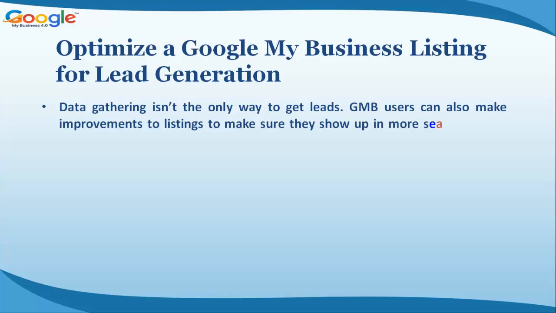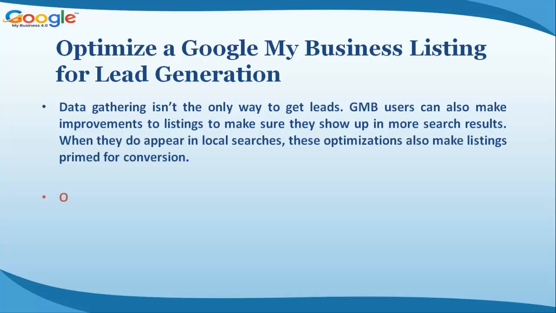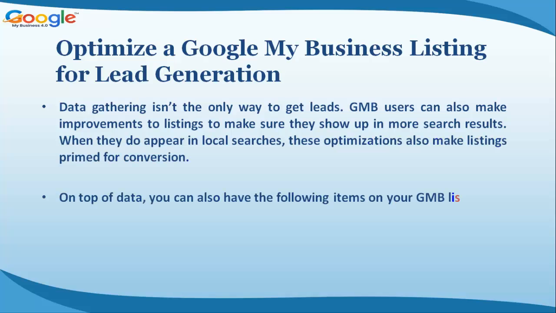Optimize a Google My Business listing for lead generation. Data gathering isn't the only way to get leads. GMB users can also make improvements to listings to make sure they show up in more search results. When they do appear in local searches, these optimizations also make listings primed for conversion. On top of data, you can also have the following items on your GMB listing.